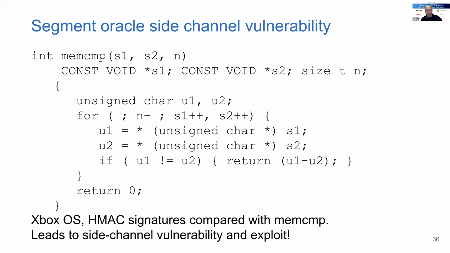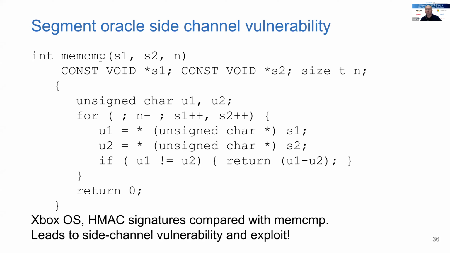Here is not a password checker, but it's the same type of vulnerability. It's in memory compare, a library function. If you look at this code, it has a similar problem to the one I showed before. It compares two memories, going character by character, and then returns as soon as it finds a mismatch.